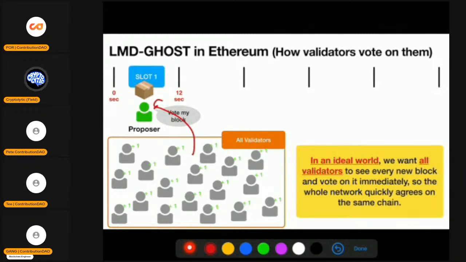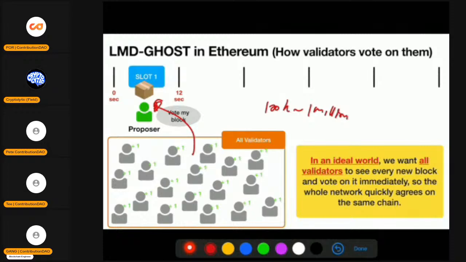But the problem is that in Ethereum you have thousands of validators. If you check now, I think it's about 1 million validators. If you let 1 million validators coordinate with each other just to vote for the block within just 12 seconds, it is nearly impossible.